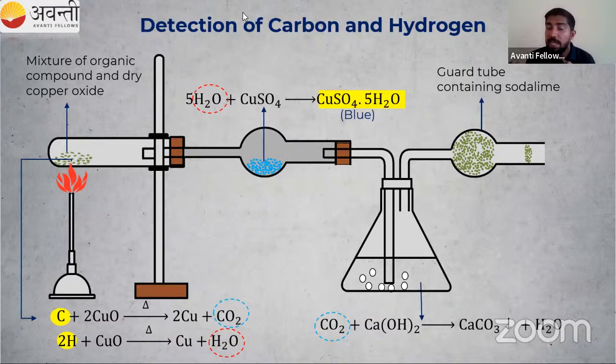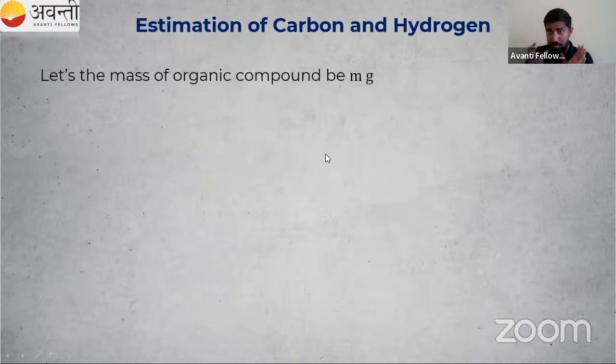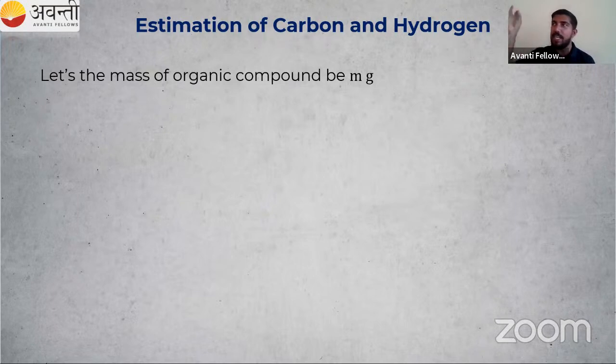Now we have to estimate the percentage of carbon present and the percentage of hydrogen present. How to find that? Let us do some numericals. Listen carefully. How to find percentage? Your marks: marks obtained 10 divided by total marks 100, into 100, gives the percentage. Similarly, percentage of carbon means mass of carbon divided by mass of organic compound into 100. It is very simple.